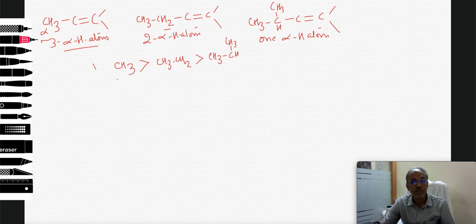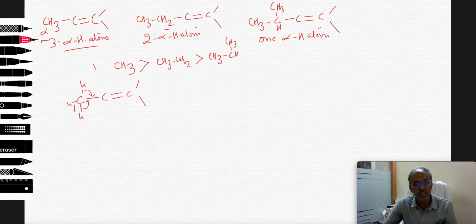Fine. Because as we know, the more the alpha hydrogen atoms, the more conjugating structures. Take for example H dash C double bond C. Okay. The first conjugating structure will be due to this, the second will be due to this, and the third will be due to this. That means as many alpha hydrogen atoms, that many conjugating structures. 3 alpha hydrogen atoms, 3 conjugating structures.